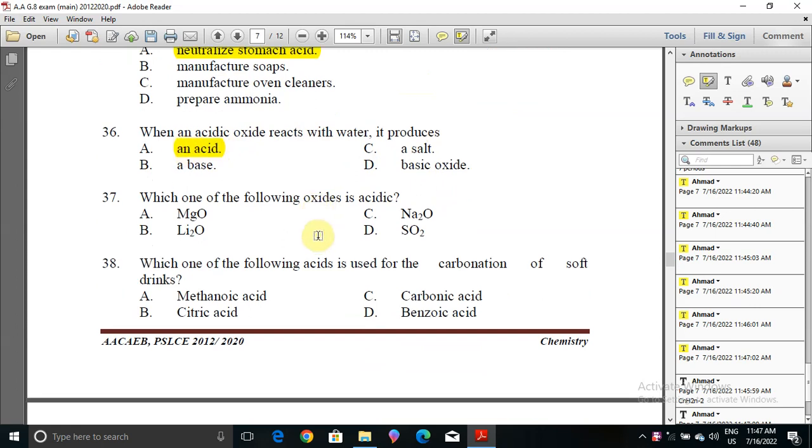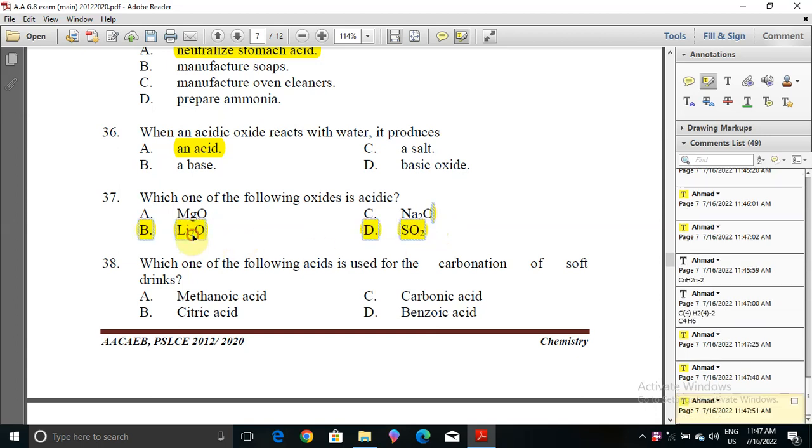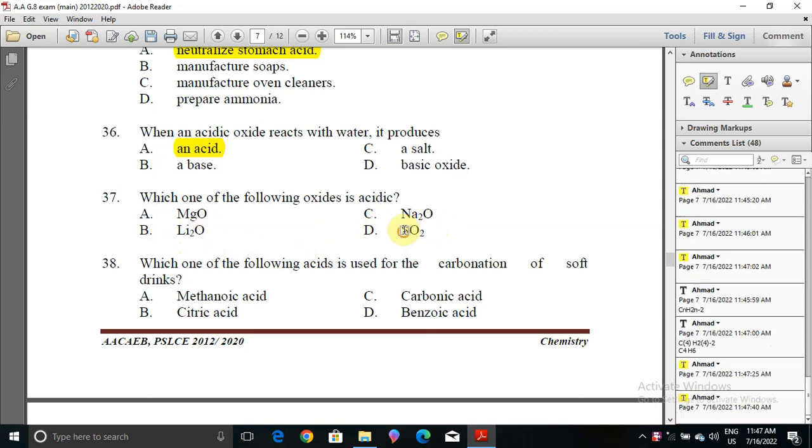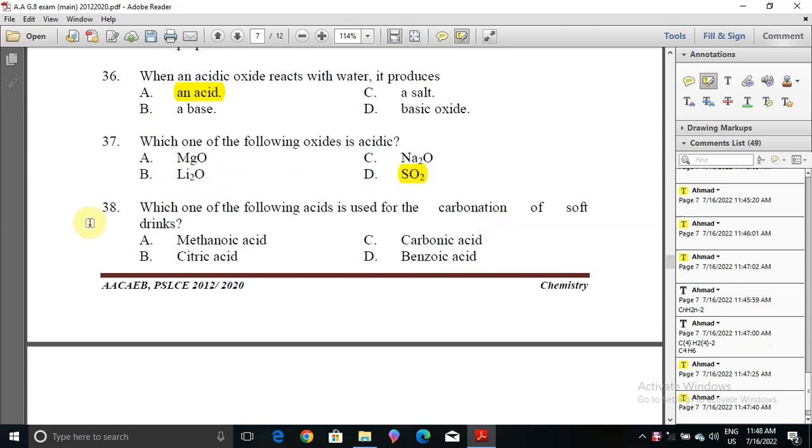Now question number 37. Which one of the following oxides is acidic? It will be SO2. Now in question number 38, which one of the following acids is used for the carbonation of soft drinks? Malonic acid, acetic acid, carbonic acid, or benzoic acid? The correct answer will be carbonic acid. Why? Because carbonic acid is used for the carbonation of soft drinks, and also it's written carbonation, so that means it will be carbonic acid.